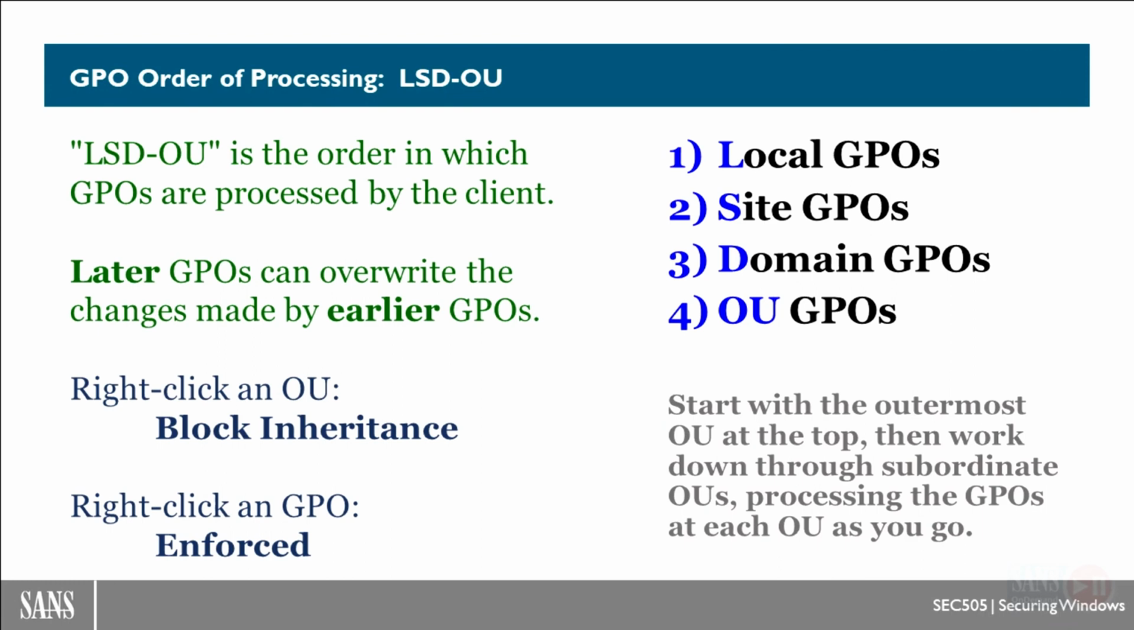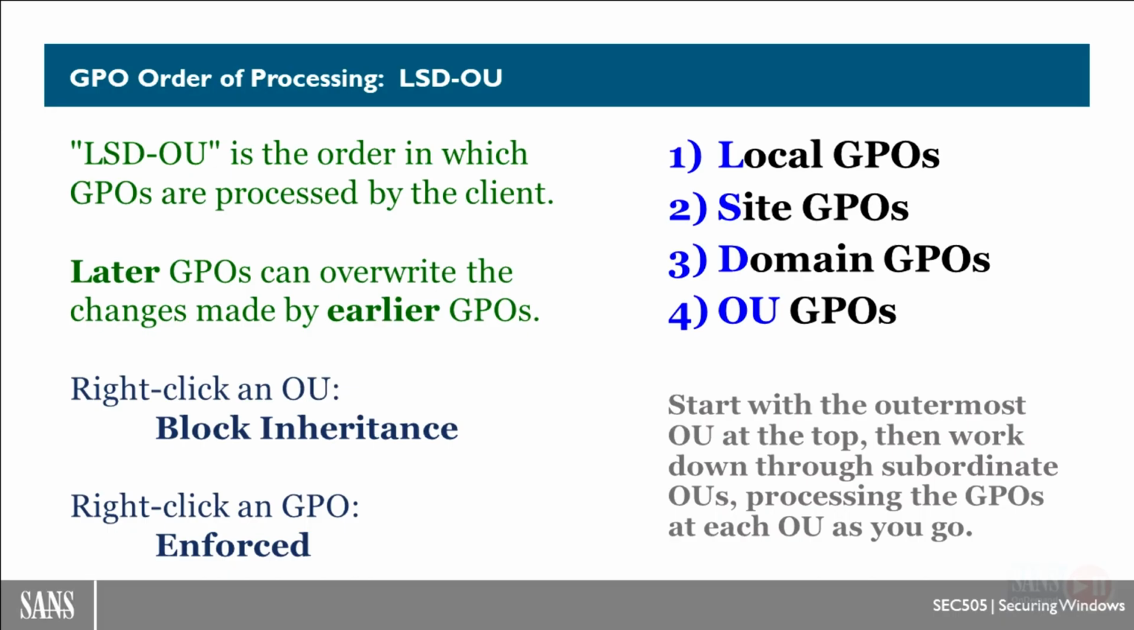So in what order are group policy objects applied? Well, L stands for a local GPO. Every Windows computer has a local GPO, even standalone machines. The local GPO is applied first, and again, on a standalone machine, that's usually the only GPO that ever gets applied.